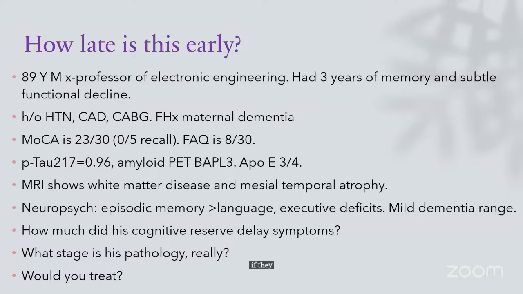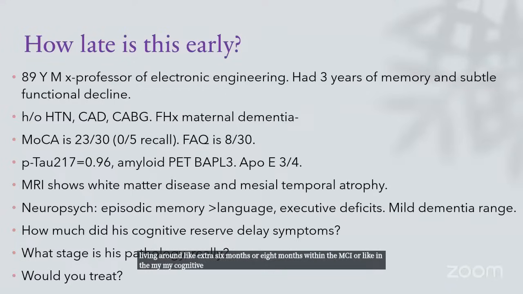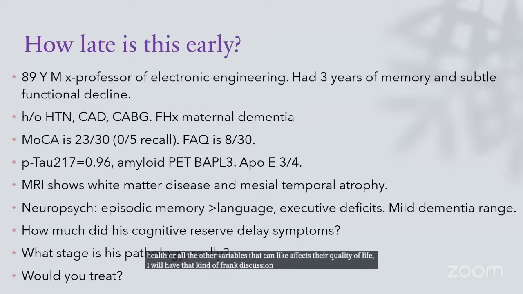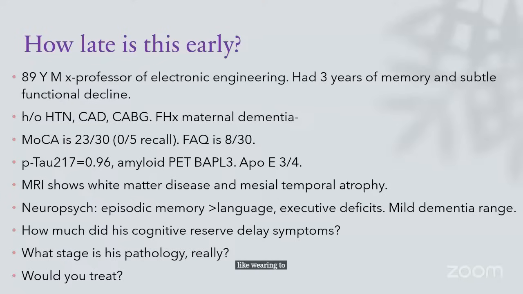If they definitely value the marginal benefit of living an extra 6 or 8 months within the MCI or mild dementia stage over all the other aspects, I would continue with the treatment. If they value all the other social determinants of health, or other variables that can affect their quality of life, I will have that kind of frank discussion. And to be honest, a lot of people would definitely value that extra 6 months, waiting to attend their grandchildren's graduation party or things like that. So you cannot make that judgment alone; you have to engage them, and it's multidisciplinary and shared decision making. It becomes way more difficult.